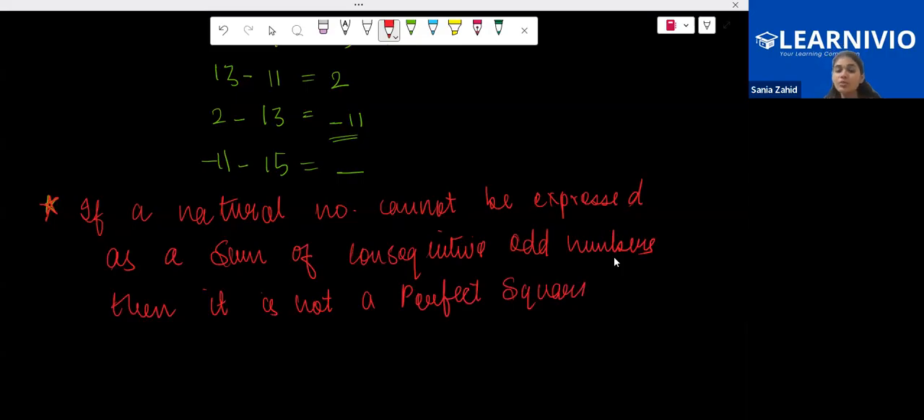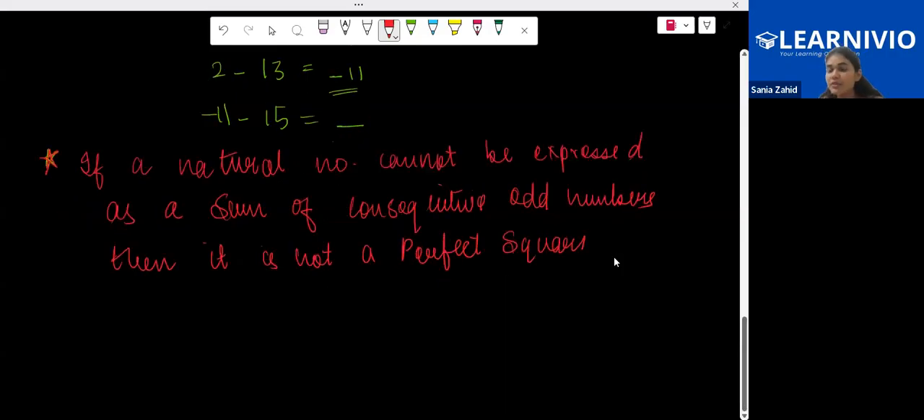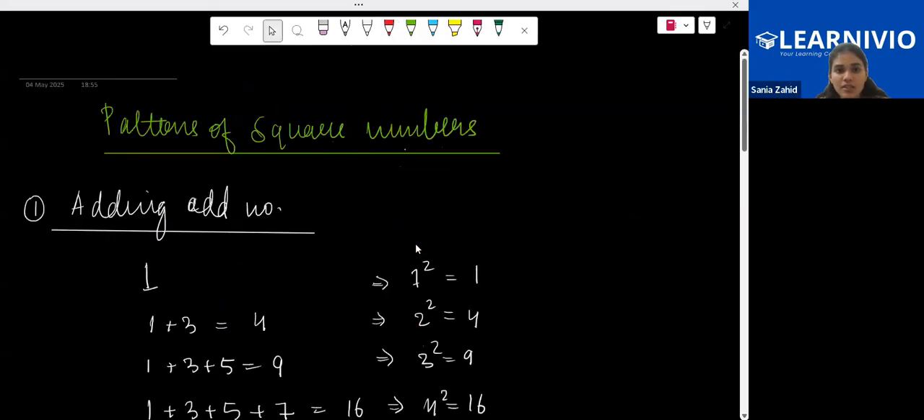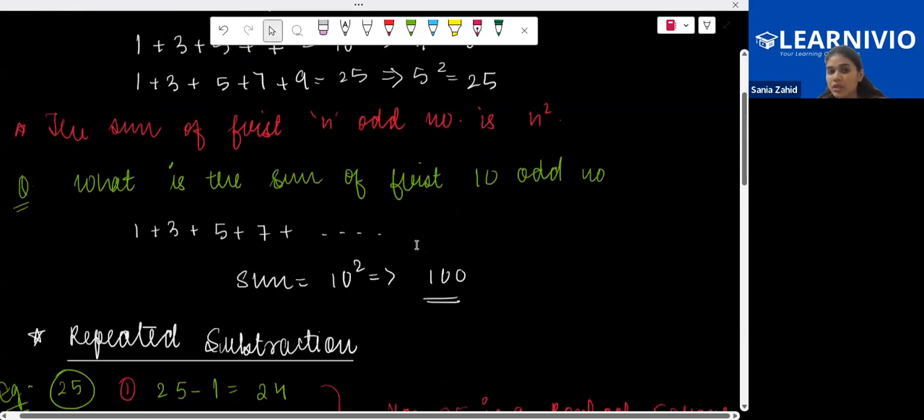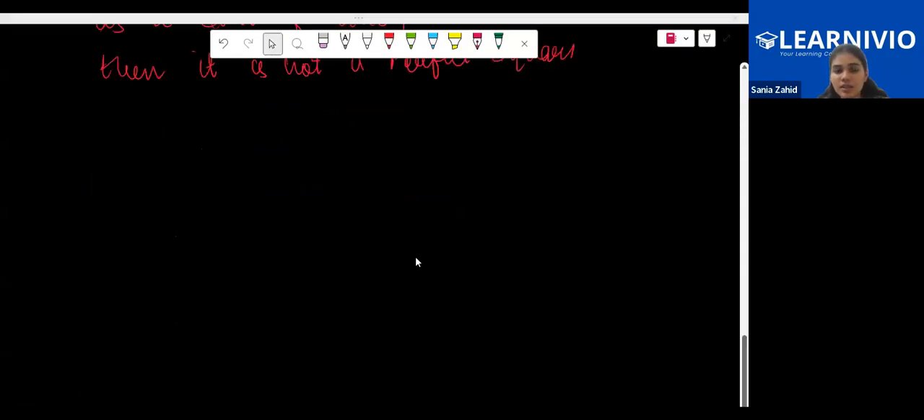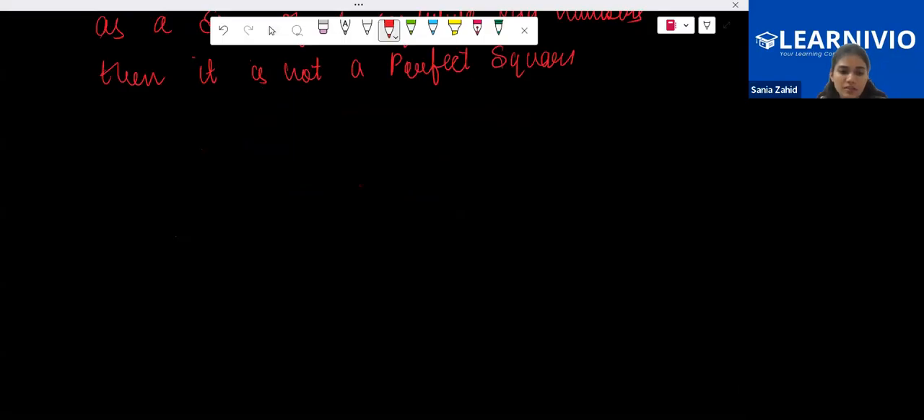This gives us the idea that perfect square numbers can be expressed as the sum of consecutive odd numbers. Like we studied previously also, this was the pattern that on adding odd numbers, we get a perfect square number only. So this is related to that thing. Is this much clear to you all? Yes, ma'am. Okay, so now we can do one question.